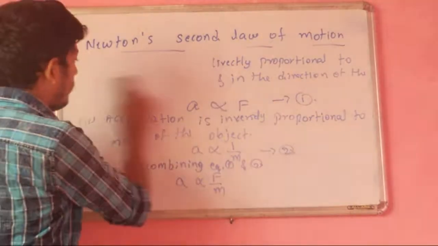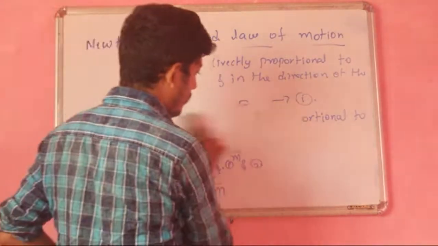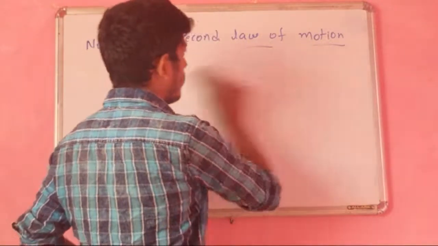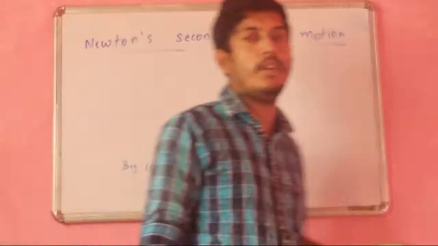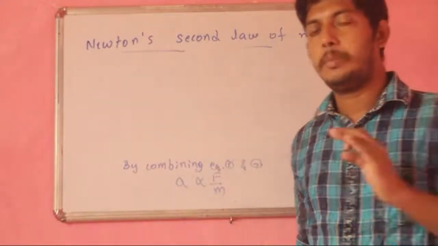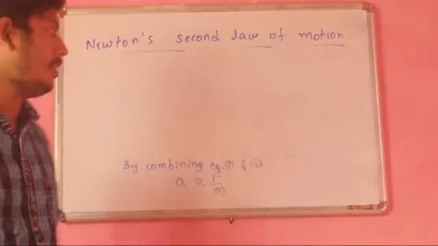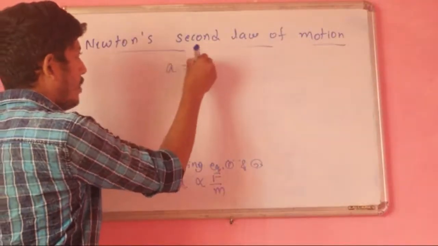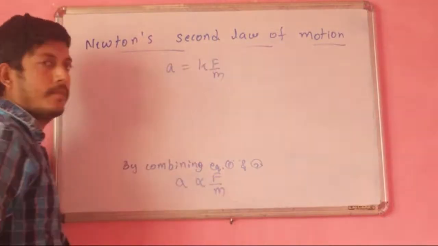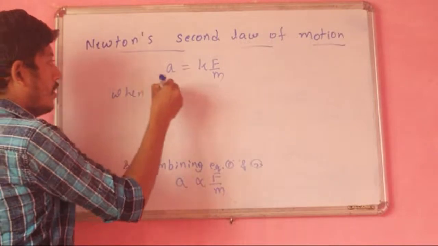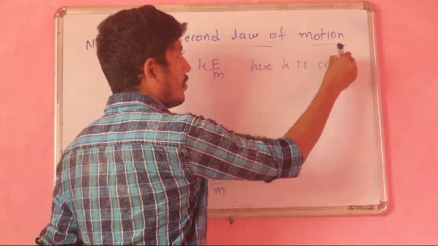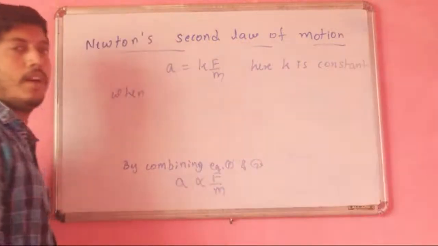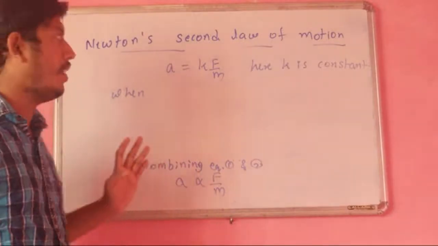Then the next part of this derivation. Now we have to remove this proportionality symbol. To remove the proportionality symbol, we have to add one constant term. So therefore I will add K into F divided by M. Here K is a constant term. We will consider it as a constant term.